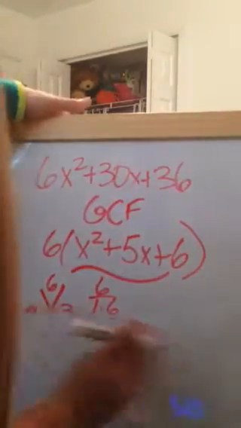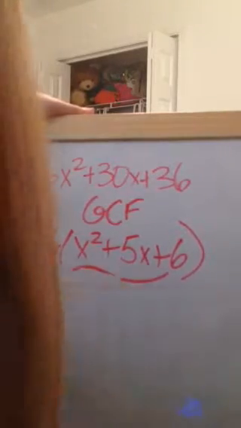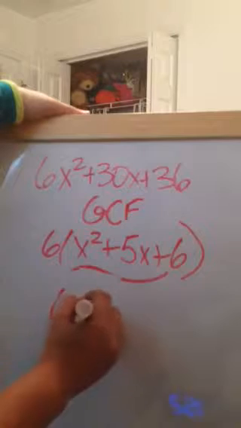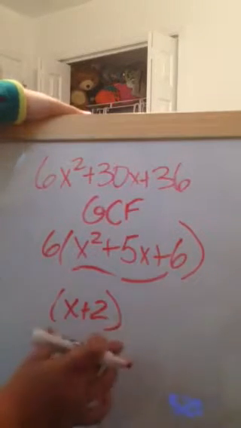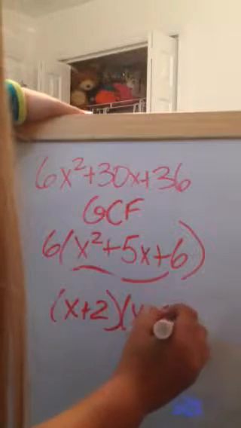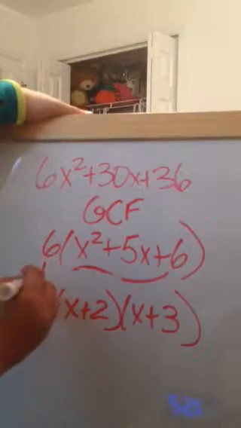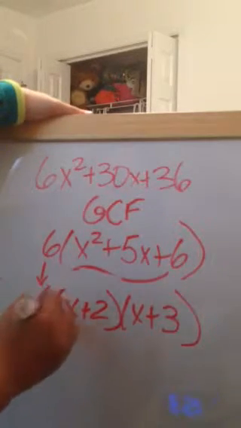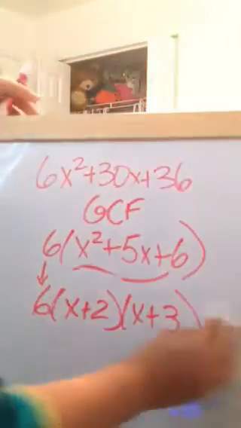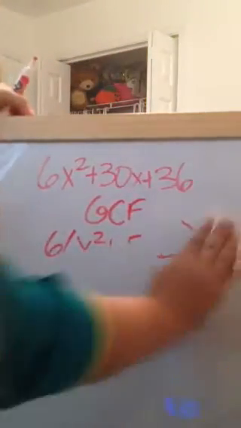Okay? So, now all we have to do is put x plus 2 and x plus 3. And you bring your 6 down, and that is how you solve and factor out using greatest common factor. Now, if you can't use greatest common factor, there are other ways to factor it.